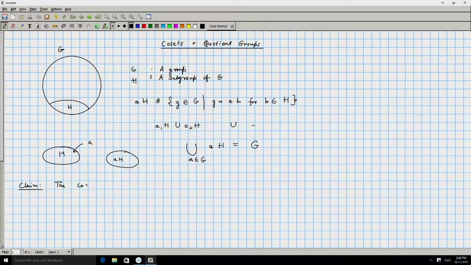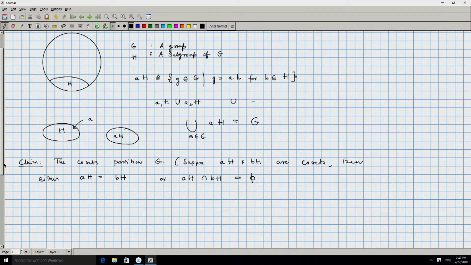The cosets partition G. So, what this means is, suppose aH and bH are cosets, then either aH is equal to bH or aH intersection bH is equal to empty. Okay. How do we prove this?